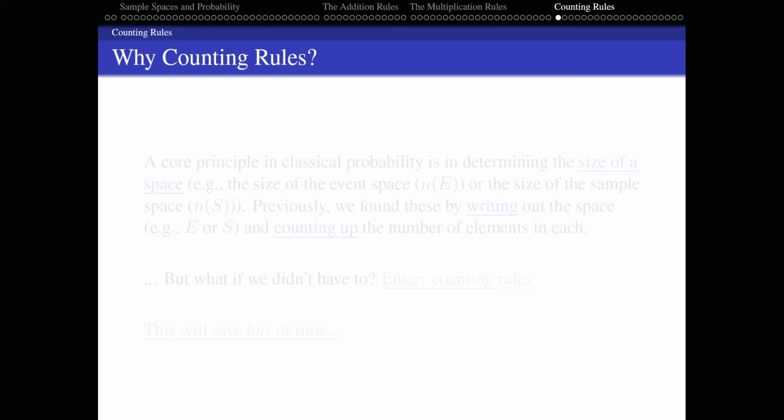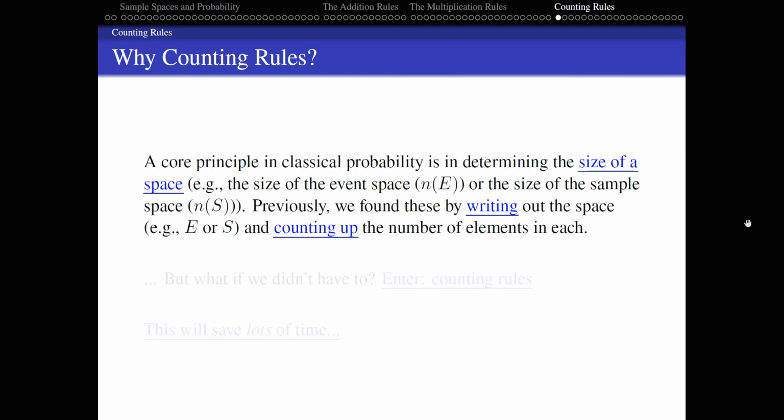In this video, we'll introduce and discuss several different types of counting rules. As we begin this section, one interesting question that many students have is why do we talk about counting rules in a chapter on probability? So one of the things that we often do when we're calculating, especially classic probability, is we look at the size of the event space and the size of the sample space.